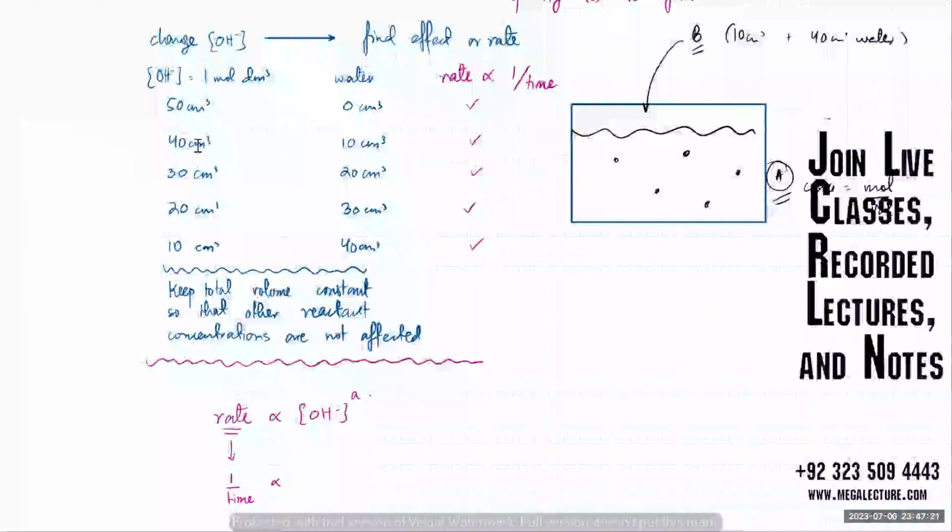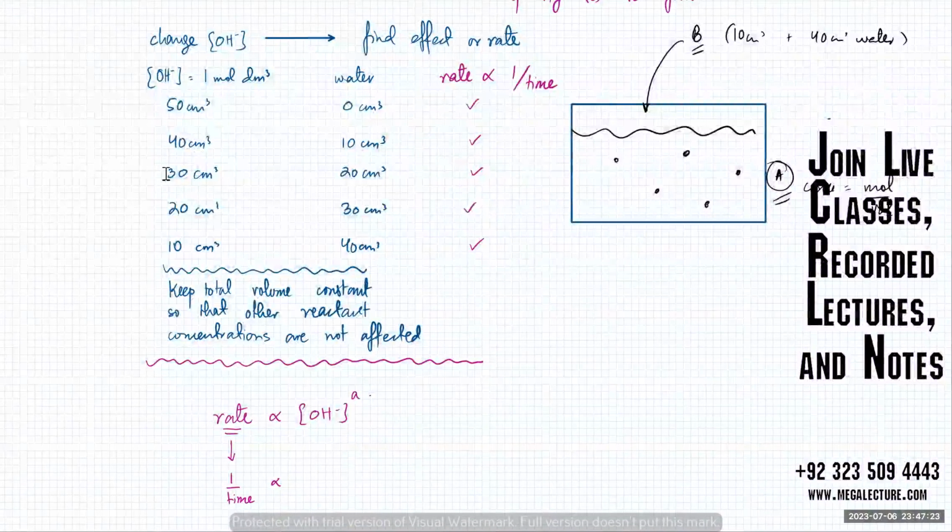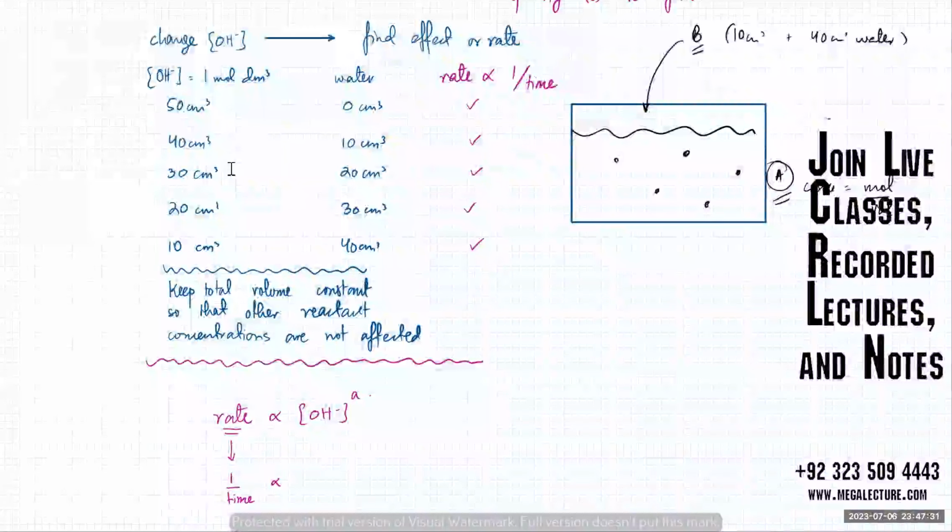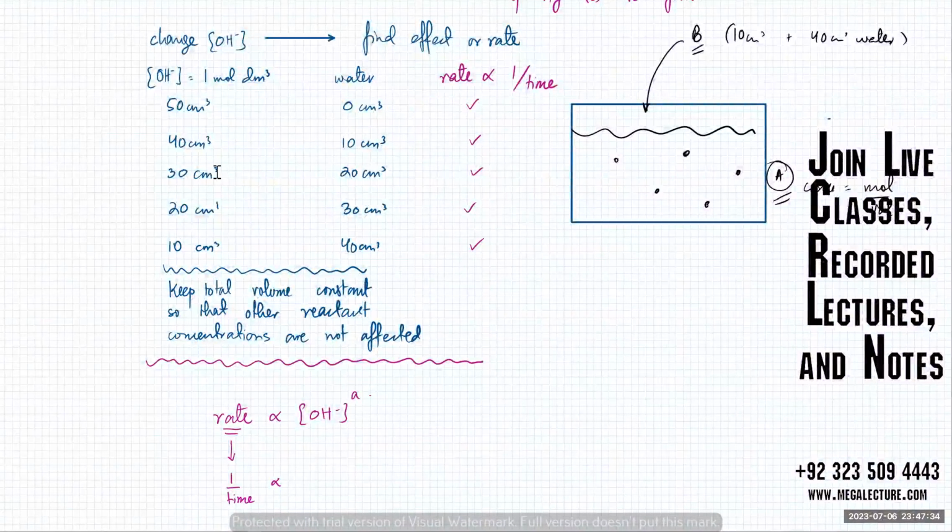If you use 40 cm cube and you add 10 cm cube water, you can do the math, the concentration drops to 0.8 mole per dm cube. If you use 30 cm cube and you add 20 cm cube water, the 1 mole per dm cube concentration gets diluted and it becomes 0.6 mole per dm cube. Do you get the point that the concentration is decreasing proportionally as you keep on adding water to it? Is that clear? Yep, it's clear. So instead of OH ion concentration, I can use the volume of OH solution used, power A.